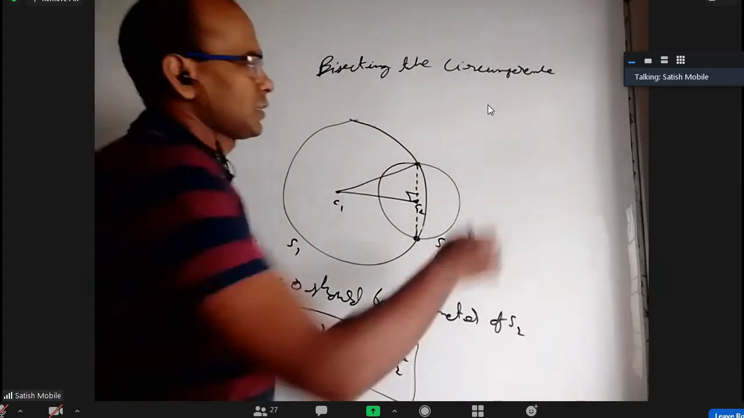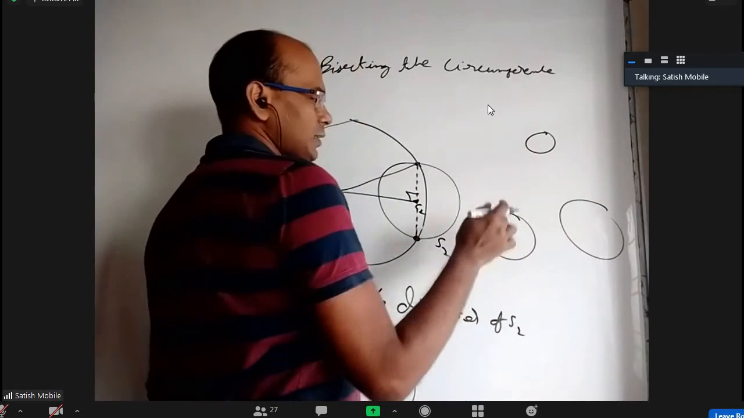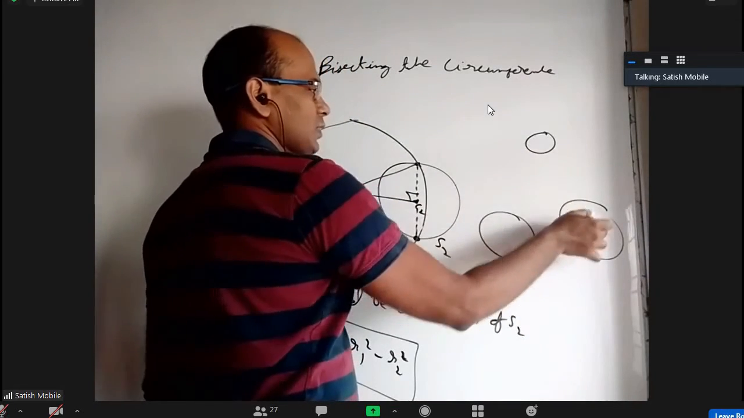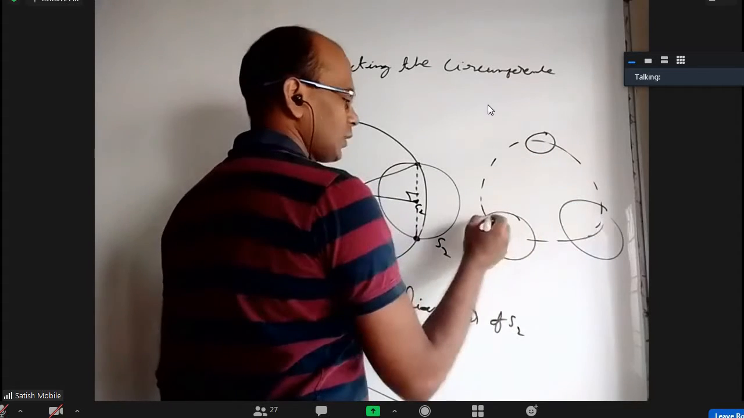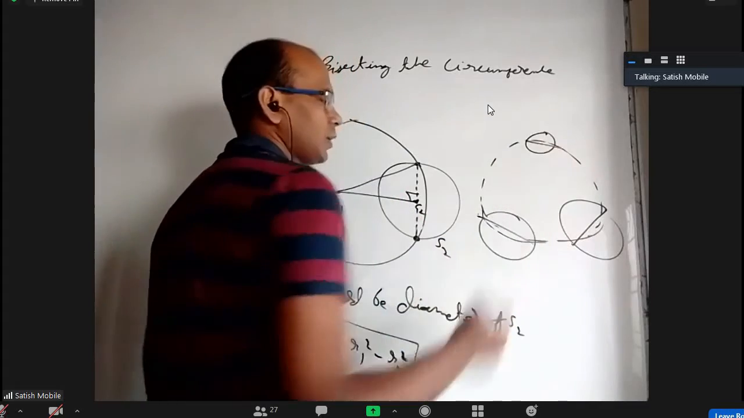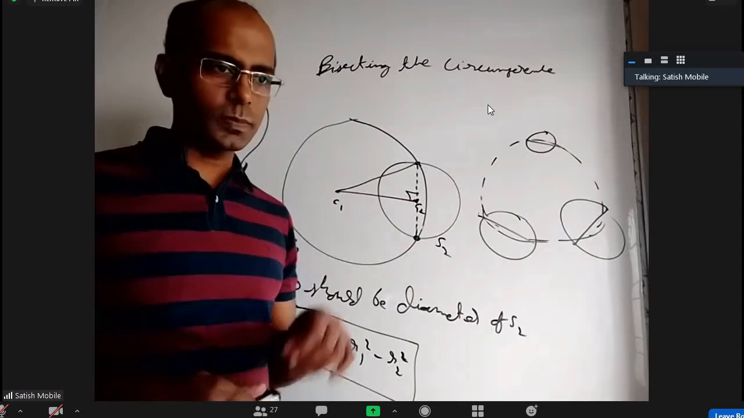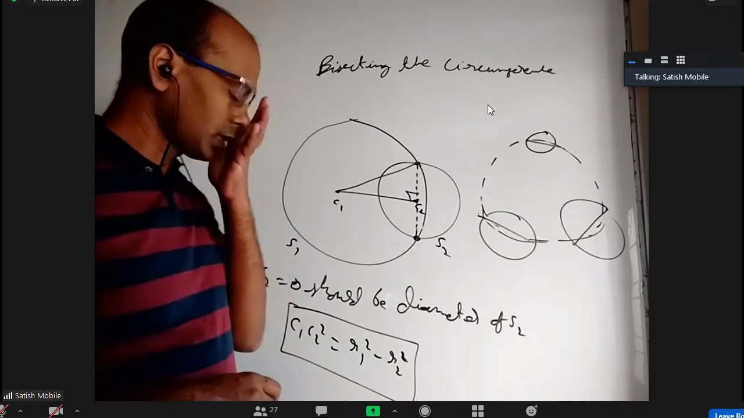Sometimes they may ask, 3 circles are there, and I want another circle bisecting this circumference, this circumference, this circumference. I mean, this should be the diameter here, this should be the diameter here, and this should be the diameter here. Then we will take this third circle as x square plus y square plus 2gx plus 2fy plus c equal to 0, the standard way.